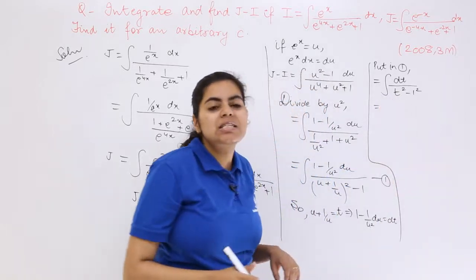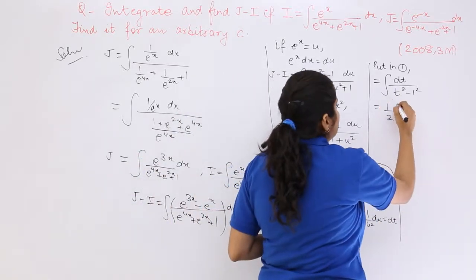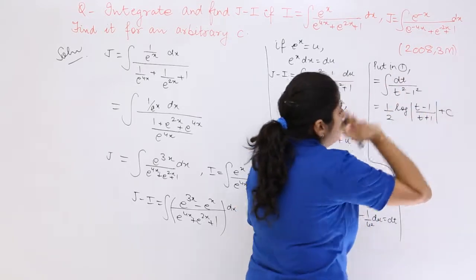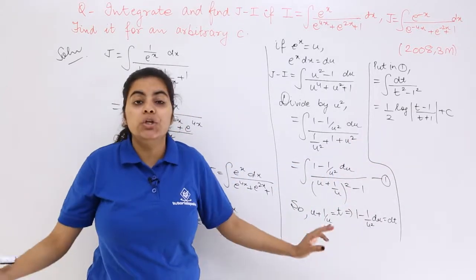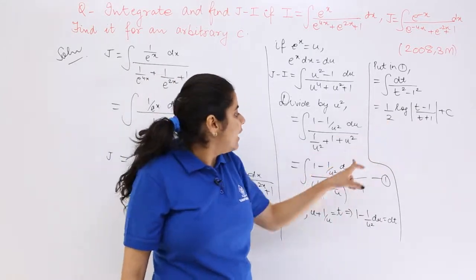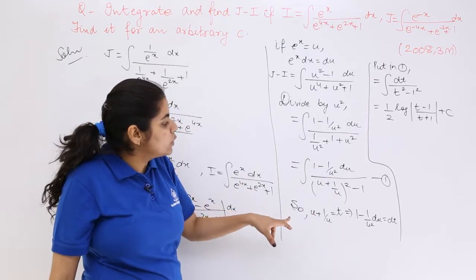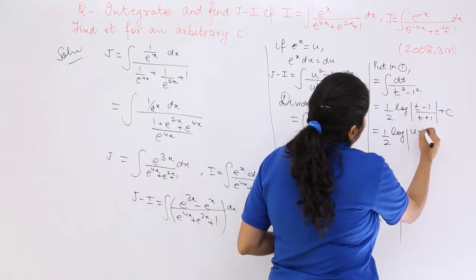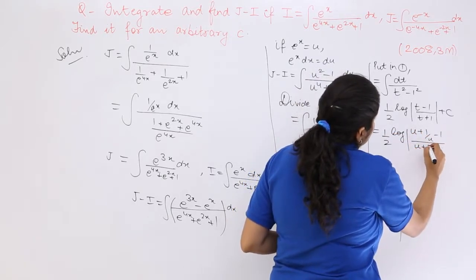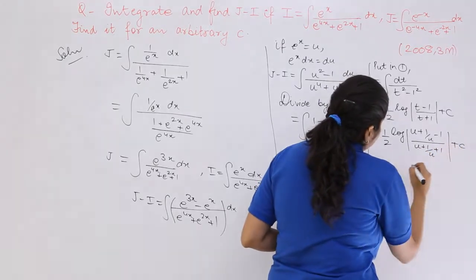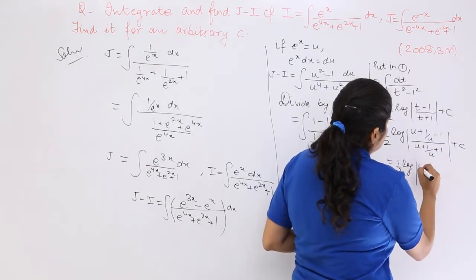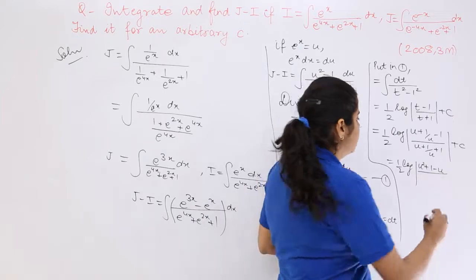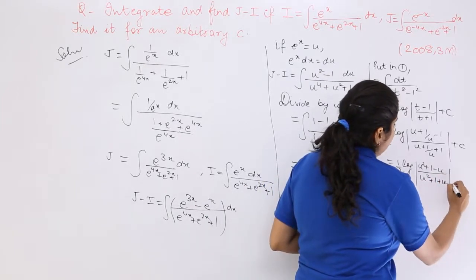So what is integral of 1 by x square minus a square? 1 by 2a log of x minus a upon x plus a plus c. Now can I leave my answer here? No, I have to backtrack and put the value of t. Now what was the value of t? You have to see u plus 1 by u. So it is half log of u plus 1 by u minus 1 upon u plus 1 by u plus 1 plus c. It is half log of u square minus u plus 1 upon u square plus 1 plus u, plus c.